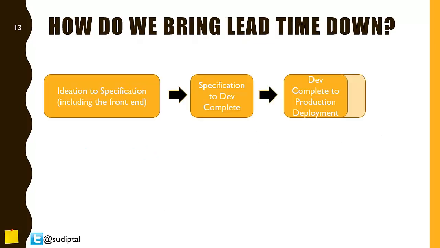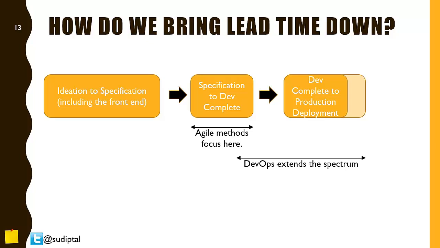So how do we bring lead time down? If you look at the overall software lifecycle process that we have today, you would be essentially breaking it up into three boxes. One is from ideation to specification, including the front end, and front end today is quite fuzzy and a time-consuming process for most web applications. Then specification to dev complete, and finally, once it's dev complete, to take it from dev complete to production deployment. The agile lean methods typically focus on the middle box.